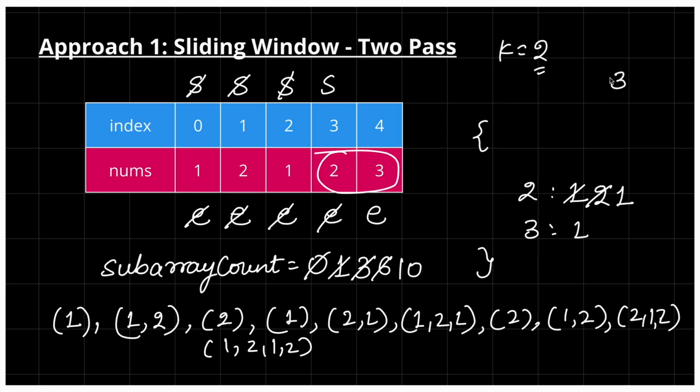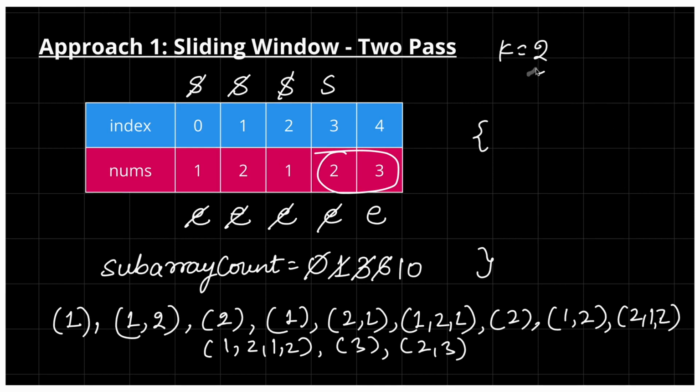One subarray can be 3, another subarray can be 2, 3, right? So there will be 2 different subarrays with at most 2 distinct elements. I'll add them here as well, 3 and then 2, 3. So how many total subarrays have we calculated so far? Let's count them: 1, 2, 3, 4, 5, 6, 7, 8, 9, 10, 11, 12. So there are in total 12 subarrays having at most 2 distinct elements, which means these subarrays contain single elements as well.